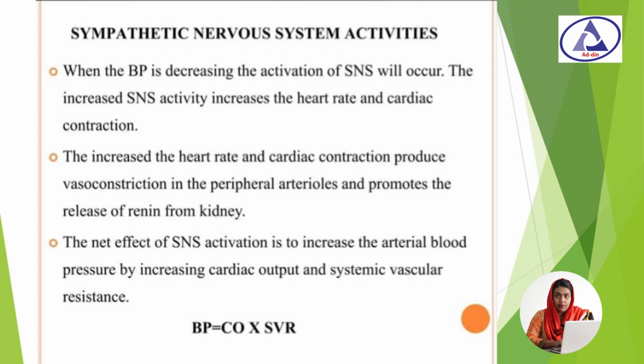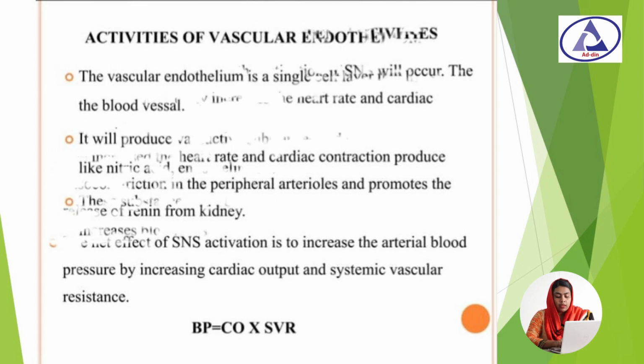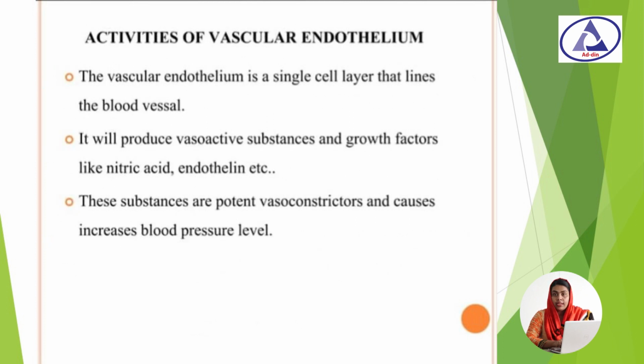Now, sympathetic nervous system activities. When the blood pressure is decreasing, the activation of sympathetic nervous system will occur. The increased sympathetic nervous system activity increases the heart rate and also cardiac contraction. The net effect of sympathetic nervous system activation is to increase the arterial blood pressure by cardiac output and systemic vascular resistance. Blood pressure equals cardiac output times systemic vascular resistance.